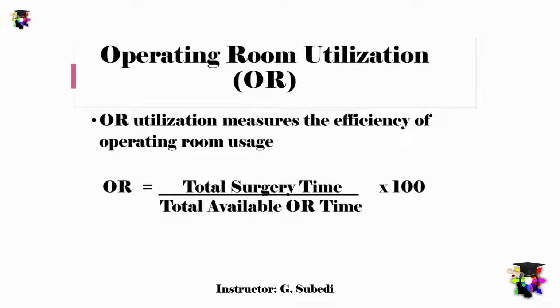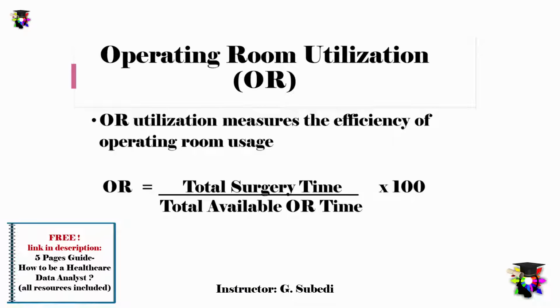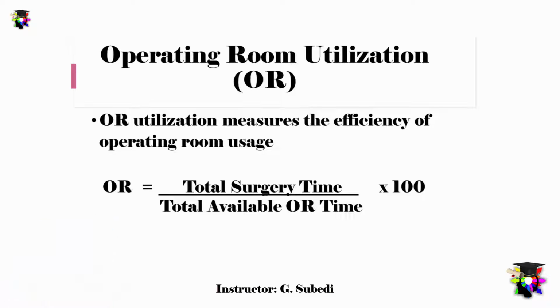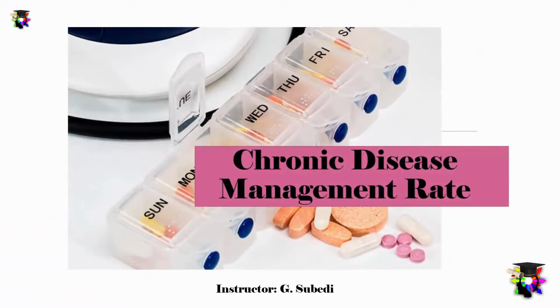Hospitals aim to optimize the utilization of the operating rooms to maximize efficiency and minimize downtime. If the utilization rate is low, it may indicate underutilization of the resources, whereas high utilization may lead to scheduling conflicts and delays. By monitoring OR utilization, healthcare facilities can ensure efficient use of the surgical resources and improve overall operational efficiency.